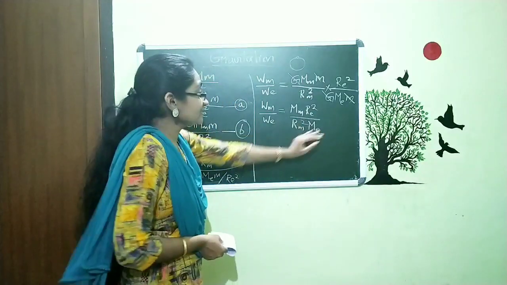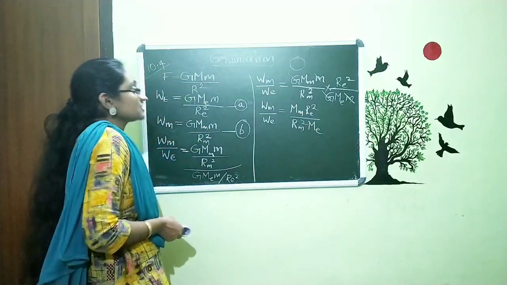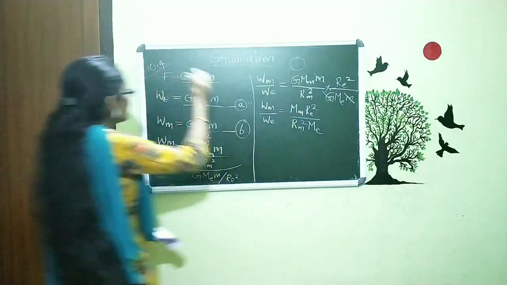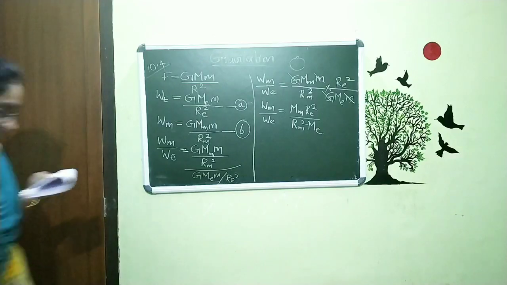Now all these are constant values, and we are going to substitute the values for them. I think all these steps are clear for you. Now I am going to substitute the values.